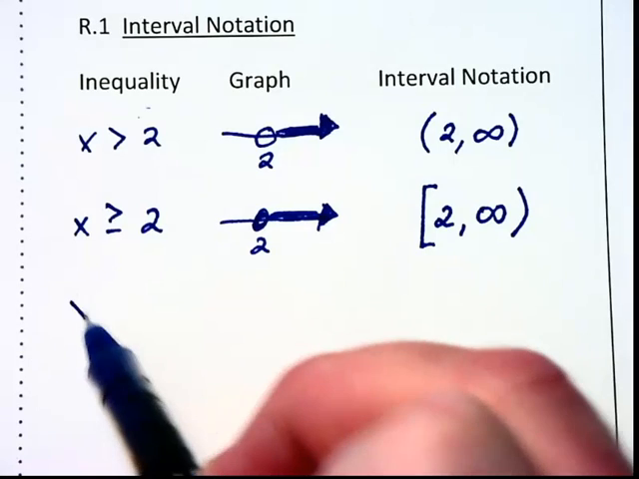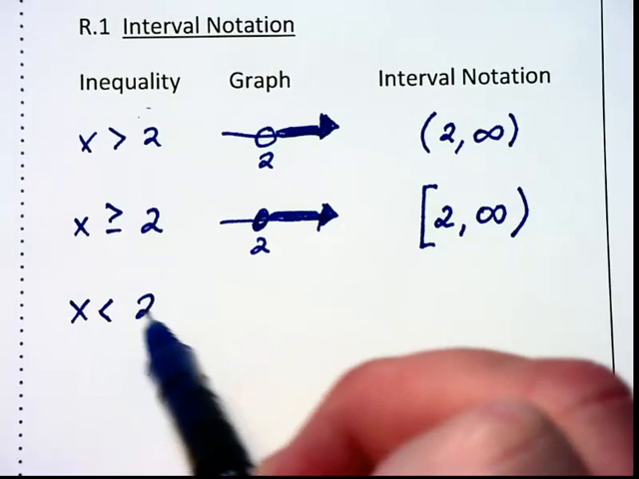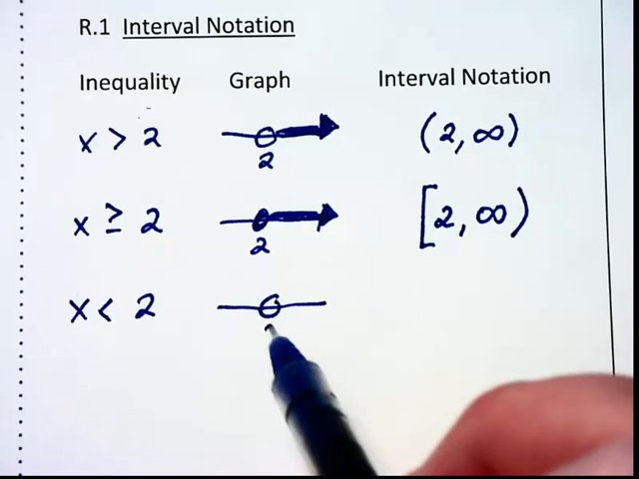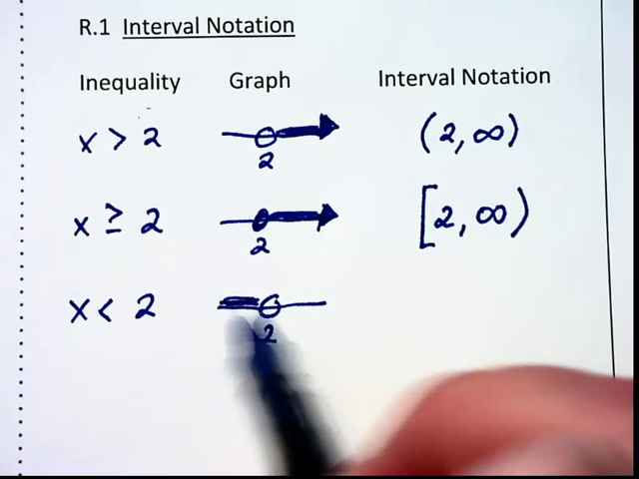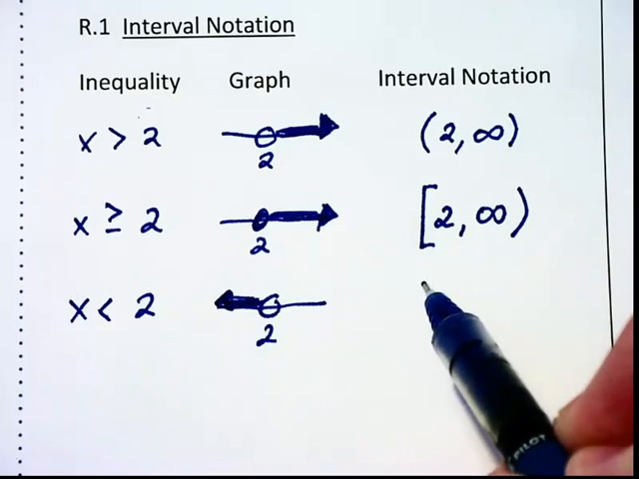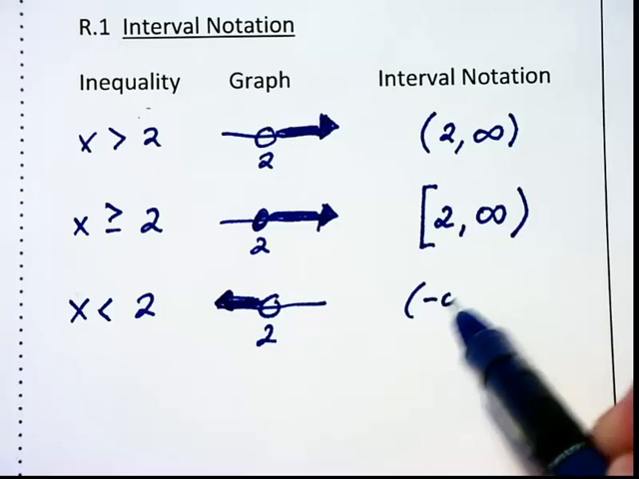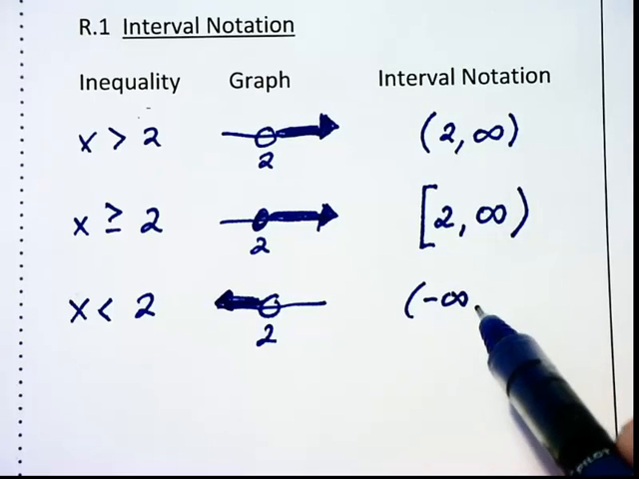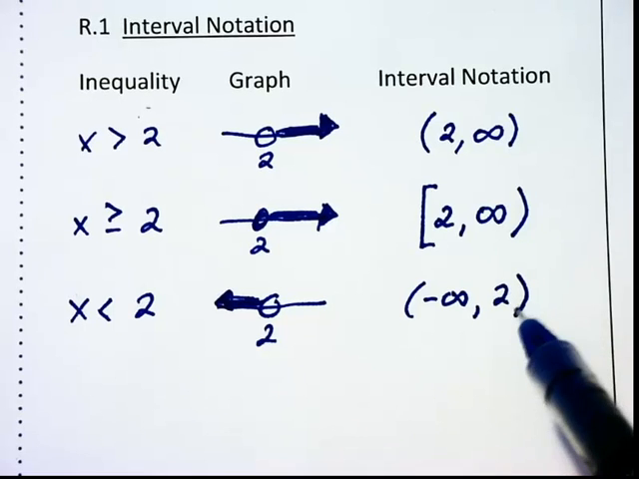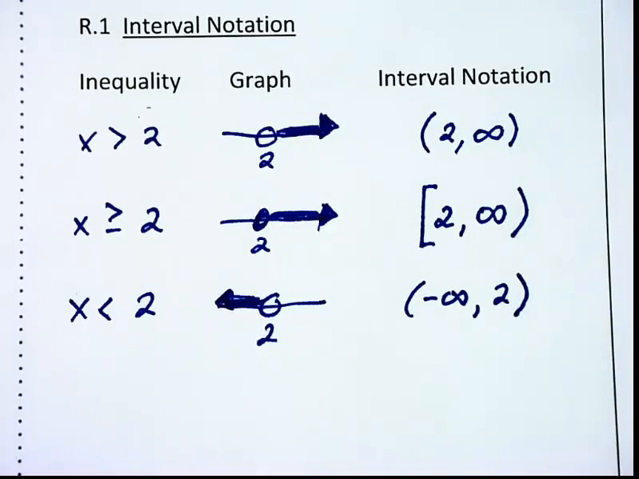Let's say we have the inequality x is less than 2. This, true to form, would have an open circle at 2, and everything to the left of 2 would then be shaded on the number line. In interval notation, this would extend from negative infinity, beginning with a parenthesis, on up to 2, which we also do not include, as indicated by the closed parenthesis.